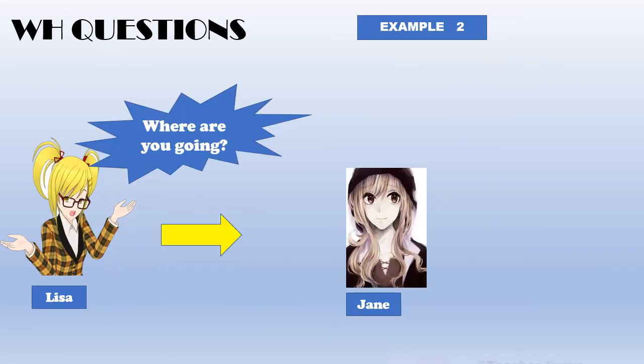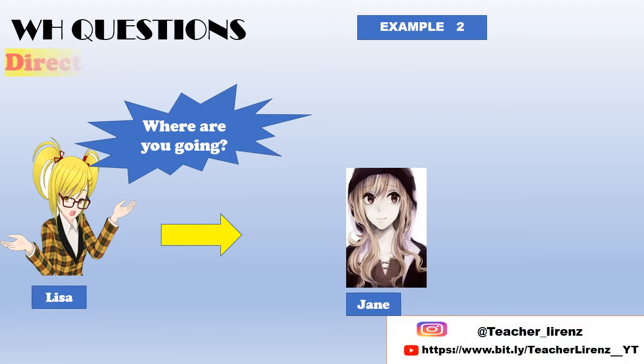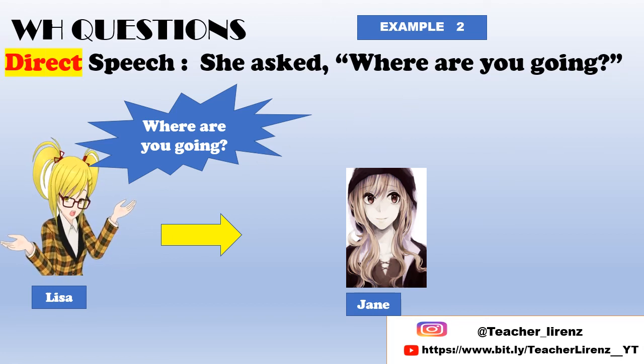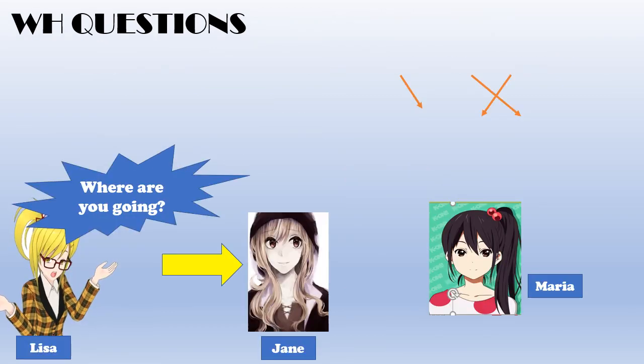Next, "Where are you going?" Lisa said to Jane. She asked, "Where are you going?" Now, how about the indirect speech? From "Lisa asked Jane, where are you going?" And then Jane will tell to Maria.